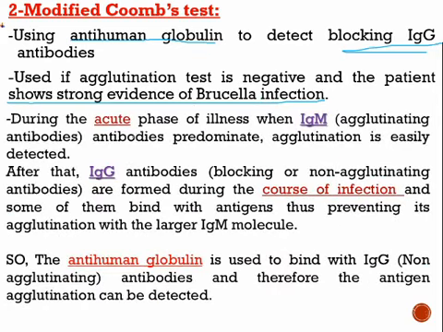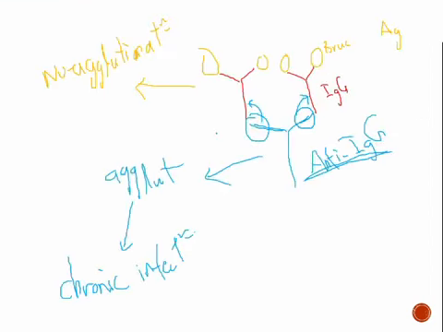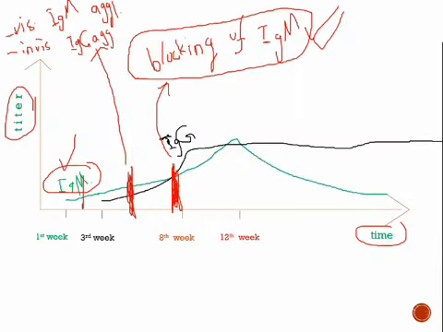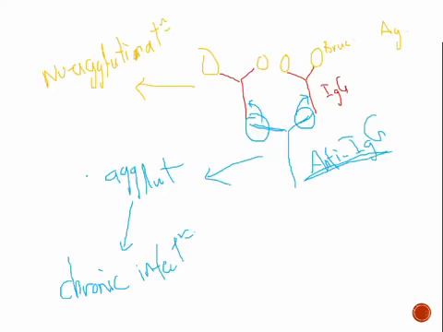During the acute phase of illness, when IgM agglutinating antibodies predominate, agglutination is easily detected. In this case, there is no problem. This is the phase we have explained. In this phase, IgM antibodies predominate and agglutination is easily detected.